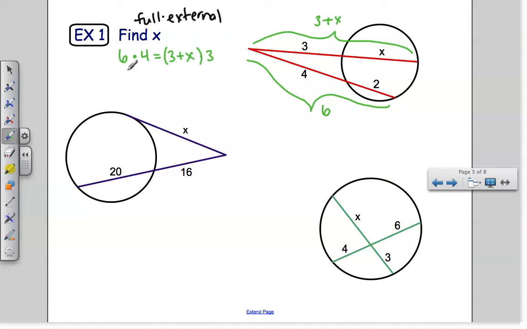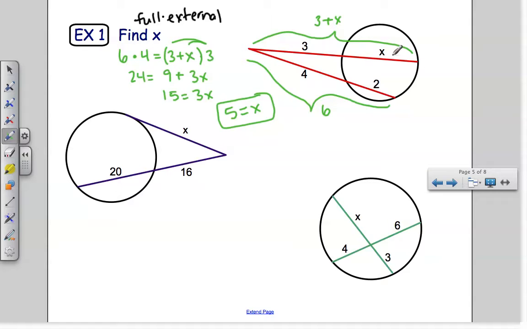Alright, let's go solve this. On this side, it's just 6 times 4, or 24. On this side, I will distribute. 3 times 3, 3 times x, 3 times 3 is 9, plus 3x. To get x alone, I'll subtract 9. And I get 15 equals 3x, right? Subtracting 9 goes over there. Divide by 3. 15 divided by 3 is 5 for my x value.